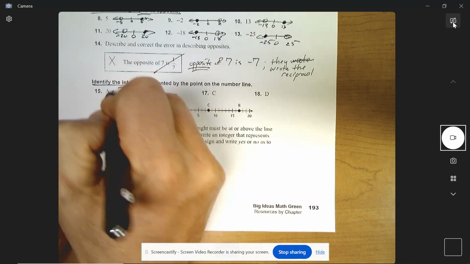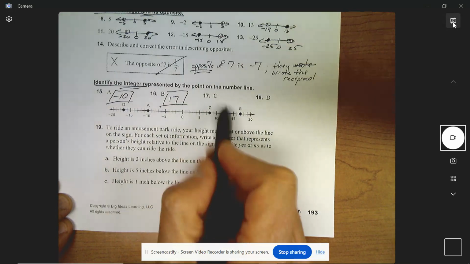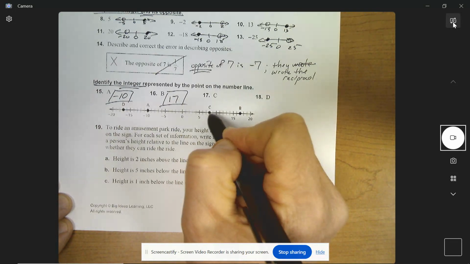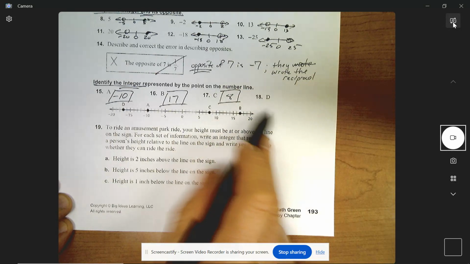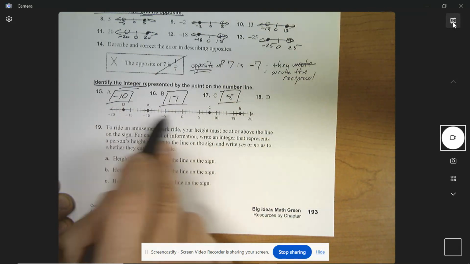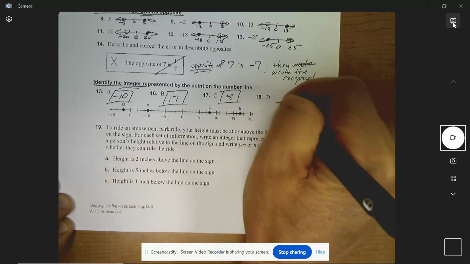Okay, I'm going to go ahead and box these in so it's a little bit easier to see. C, speaking of 5, it's between 5 and 10, so that's going to be 8. And then number 18, D is down here. It is between 15 and 20, 15, 16, 17, so negative 17.